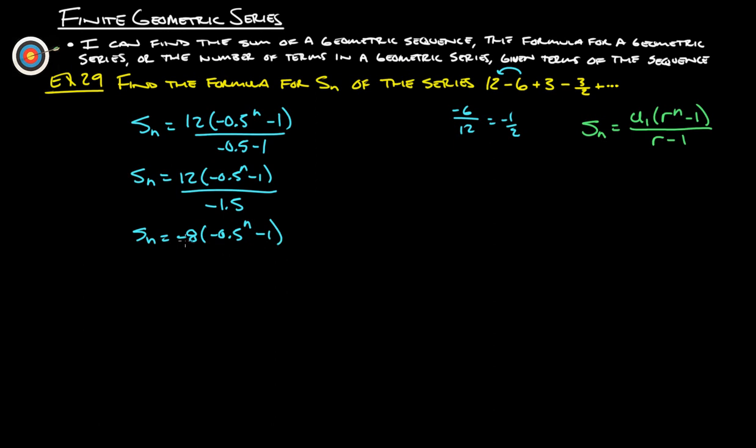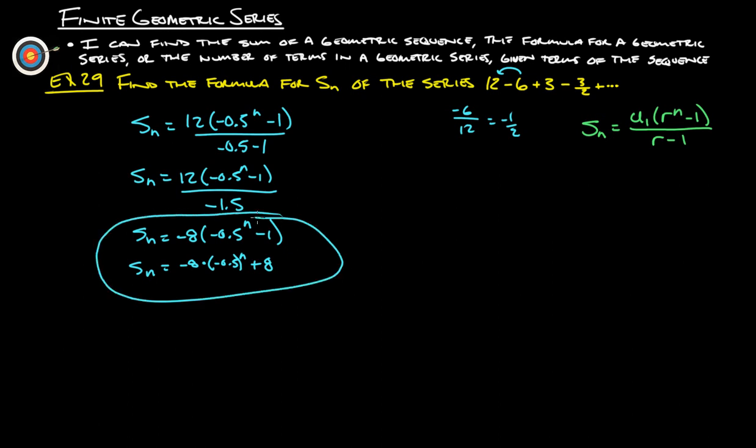Okay? We could distribute this through and get negative 8 times negative 0.5 to the n, and then negative 8 times negative 1 is plus 8. We could write it either way. I'm not sure which one's easier. Honestly, I think this is probably a little bit better, but either one of those would work. And that's our formula. So then all we'd have to do is get our n, plug it in, and then calculate, and that would tell us the sum of that entire series.